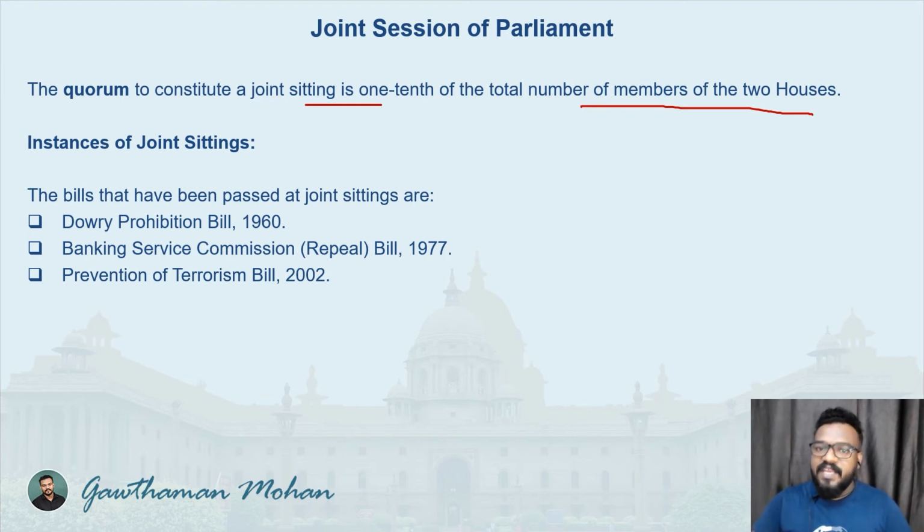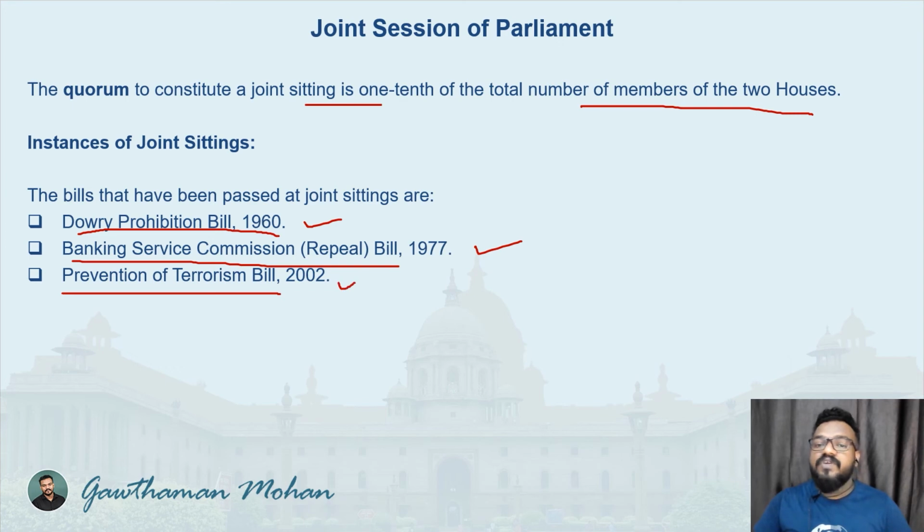Then in our legislative history, what are the important instances in which we called for a joint sitting? When the president calls for a joint sitting, three important instances we can list here. One is the Dowry Prohibition Bill of 1960. Then the Banking Service Commission Repeal Bill of 1977. And then the Prevention of Terrorism Bill of 2002. These are the three important instances in which we have called for a joint sitting.